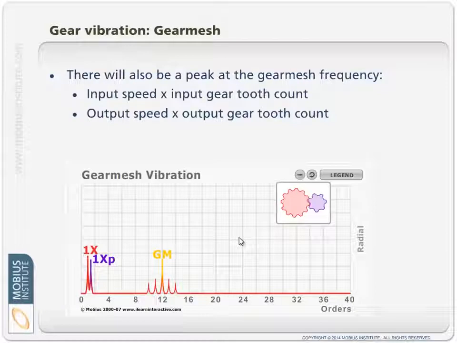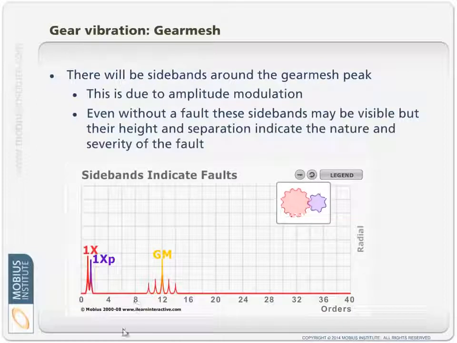Okay, so then we get a peak at the gear mesh frequency. As I've described, that's the input speed times the input gear tooth count, and that's the same as the output speed times the output gear tooth count. And with a more complicated gearbox, we may have multiple gear mesh frequencies. The next question: you might have noticed these little peaks sitting around the gear mesh frequency. That is due to amplitude modulation. It can also be due to frequency modulation.